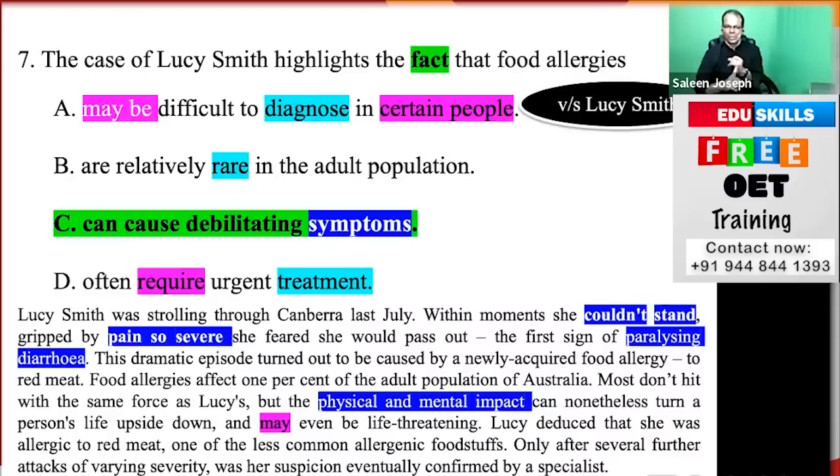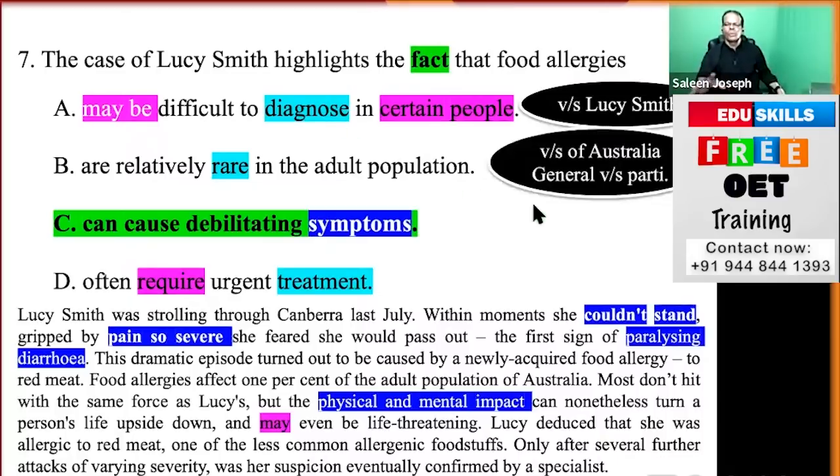Okay, now you see, we have seen that there is an opinion statement. We are asked about a fact. So in that way, looking at the modal verb, it can be eliminated. Looking at the concept, that is diagnosis, prevalence, symptoms, treatment, concept-based hedging word, that can be eliminated. Now again, general and particular. See how many strategies you can use. Option B: relatively rare in the adult population of Australia. So general and particular. Here, general means the adult population in general and adult population of Australia. And third one is symptoms.